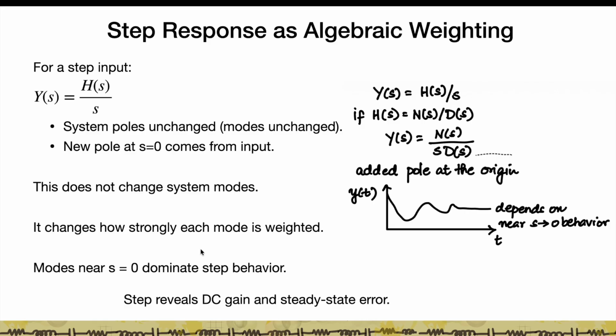Students often treat this as abstract, but the time domain intuition is simple. Step is asking for a final value. Final value is a DC concept. DC corresponds to s close to 0. So step forces you to care about the s close to 0 behavior.